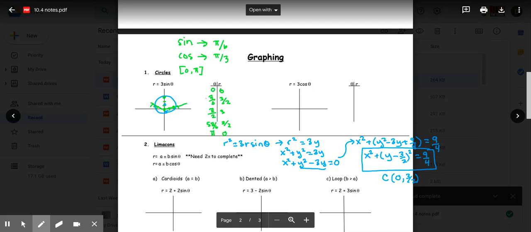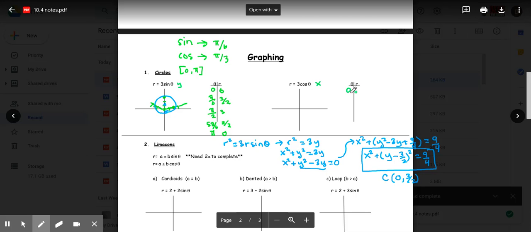Okay. So prediction for the second one here, r equals 3 cosine theta. Well, since it's in terms of cosine, it's going to sit more on the x-axis. So sine sits more on the y-axis. This is going to sit more on the x-axis. And because we're dealing with cosine, we're going to use the pi over 3 angles.